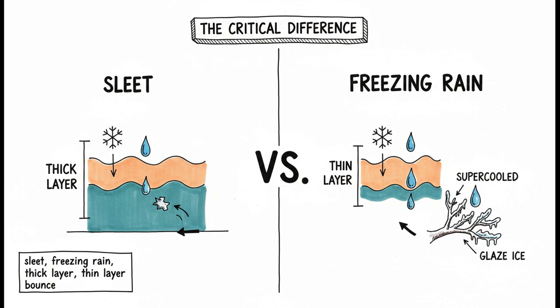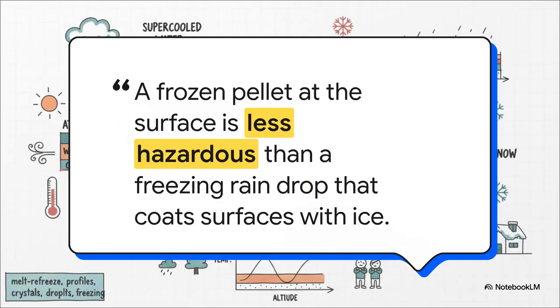But with freezing rain, that cold layer is really thin. The raindrop doesn't have time to freeze in the air. It stays liquid, it becomes supercooled, and then it freezes instantly the second it hits a cold surface, coating everything in this slick sheet of glaze ice. And really, that difference in hazard is the whole point.